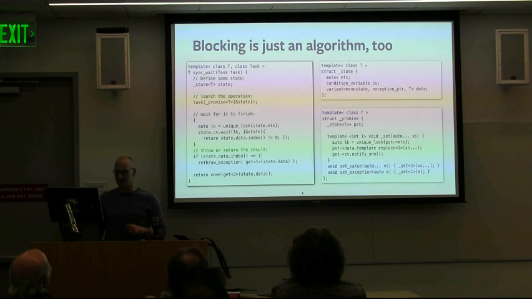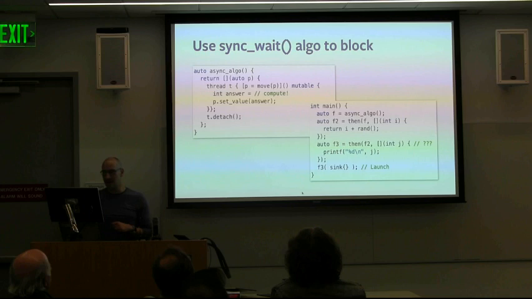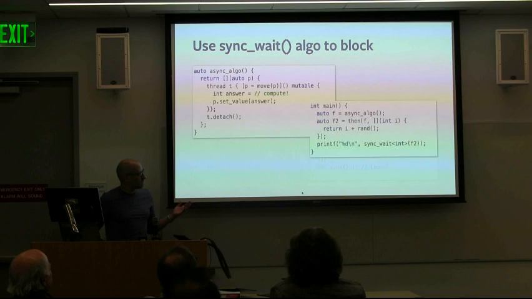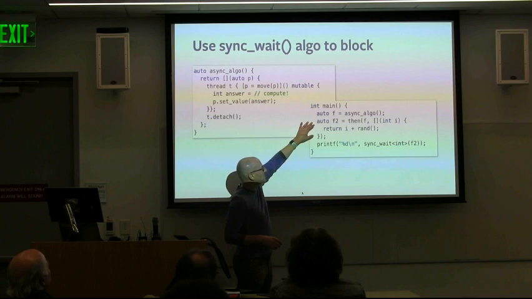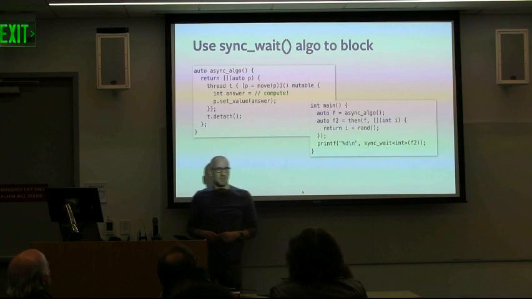Okay. So let's look again at our main function. This is what we had before, and it was totally broken. We can fix it like this: we create an asynchronous operation, we chain work on it, then we drop it, and we print it. Okay. Good.